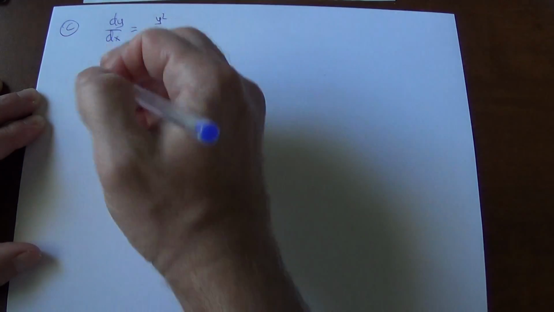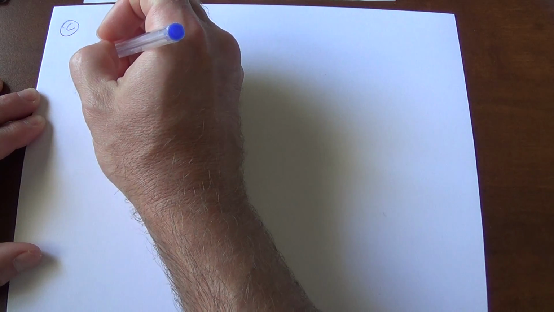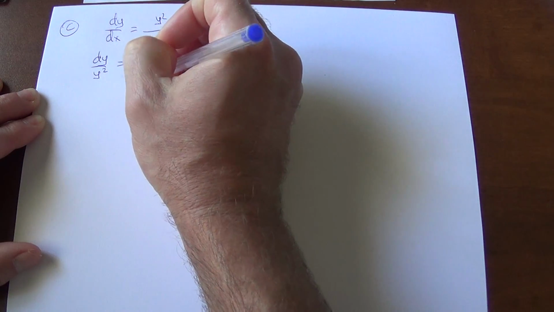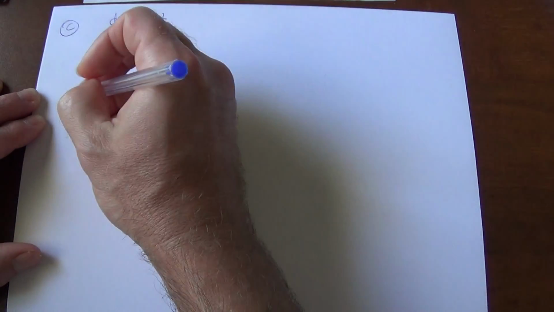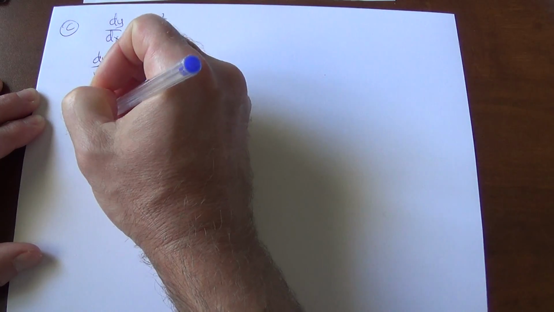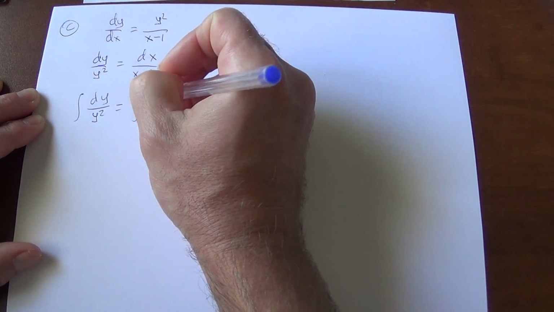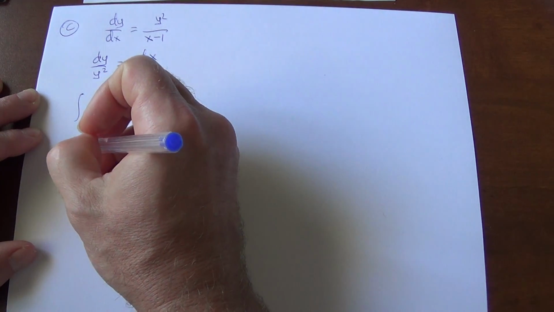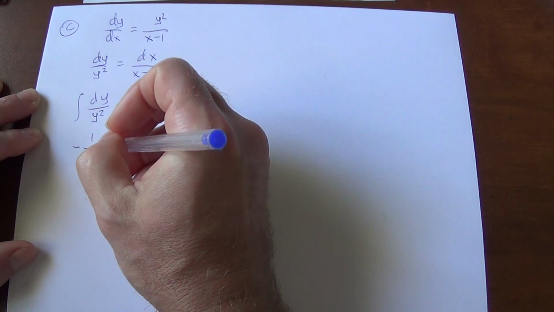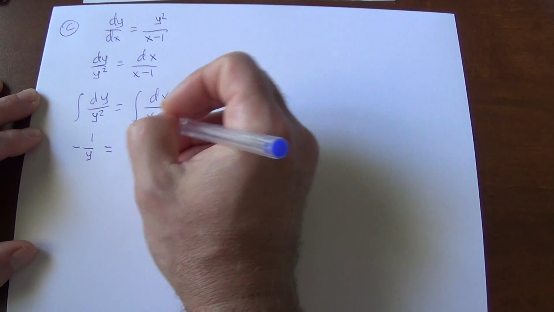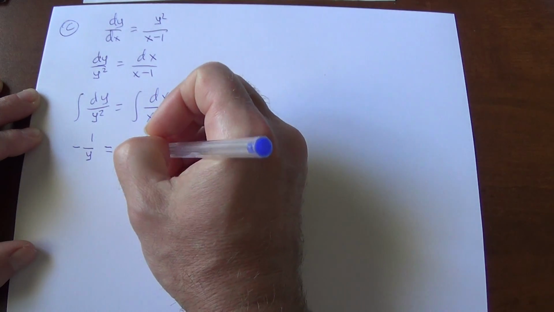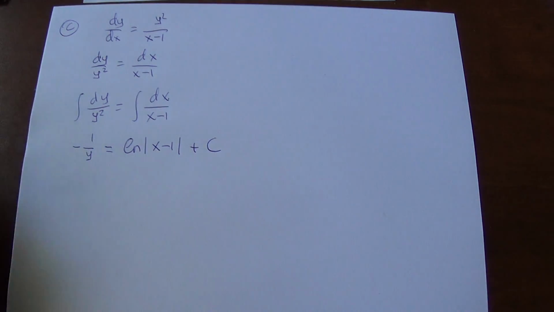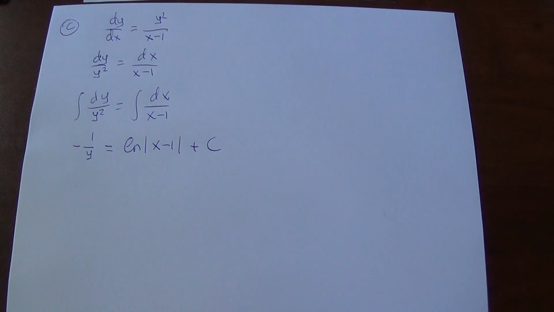Separate first, that's a must-do step. Separation here will give you dy over y squared equals dx over x minus 1. After that we can integrate both sides. The antiderivative here is going to be negative 1 over y. The antiderivative here is going to be ln of the absolute value of x minus 1. We do need the constant of integration somewhere, so we typically put it on the side where x is.